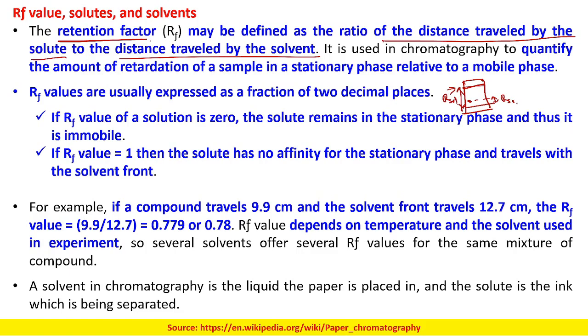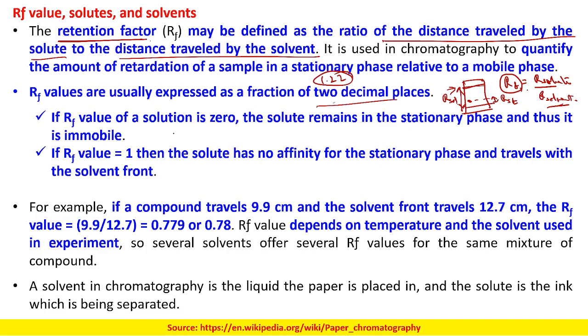Yes, both will be solute, right? ST, let's make it ST. So your RF would be equal to R of ST divided by R of solvent, solute by solvent. Okay, so this is regarded as the RF. Now RF values are expressed as a fraction to 2 decimals. That means, say, 0.22 and so on.